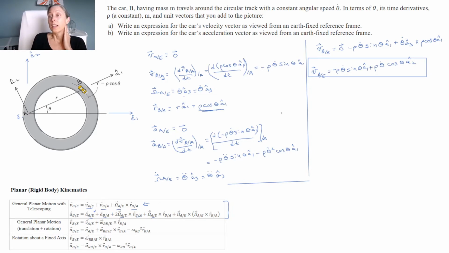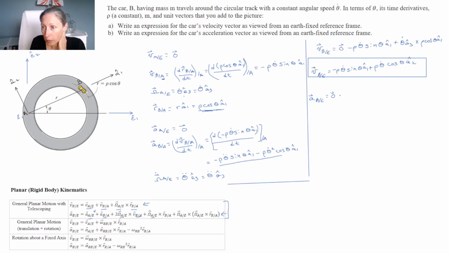Okay. All right, so let's do acceleration, and it's not any harder, but there are more terms, so it's just a bit more cumbersome. So let's see what we can do with this. Here, we're working with this equation, and just to save space, I'm going to go ahead and plug in terms to the extent that I can. So here's the acceleration of B with respect to E. The acceleration of A with respect to E is the zero vector. The acceleration of B with respect to A is this, right?